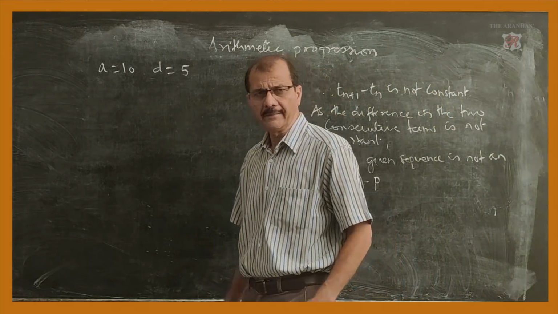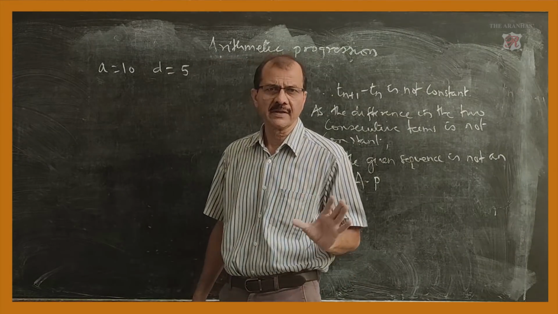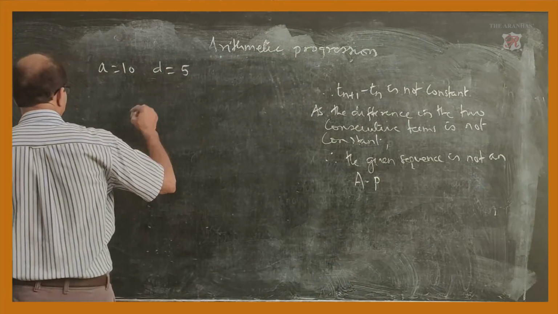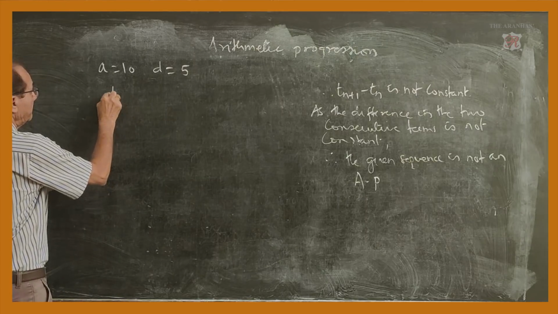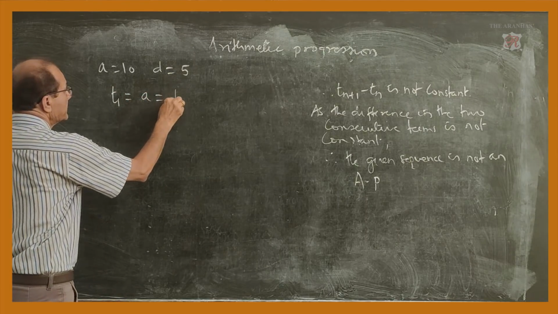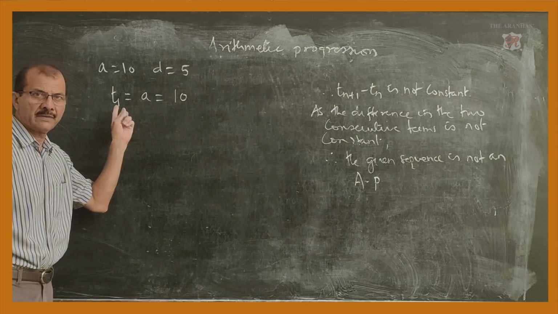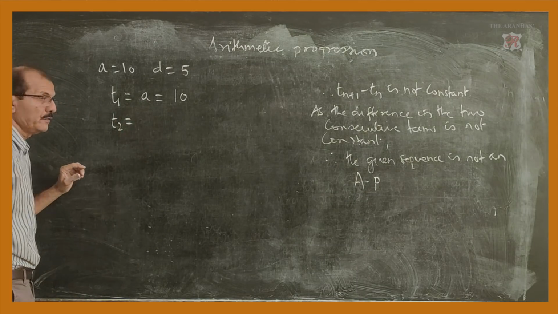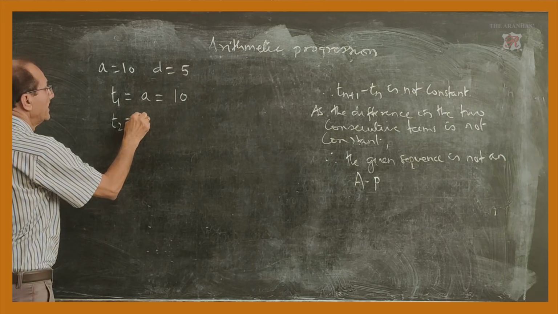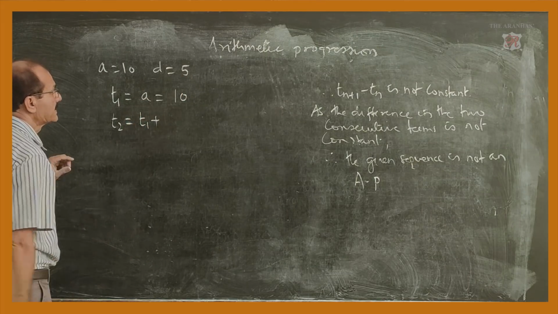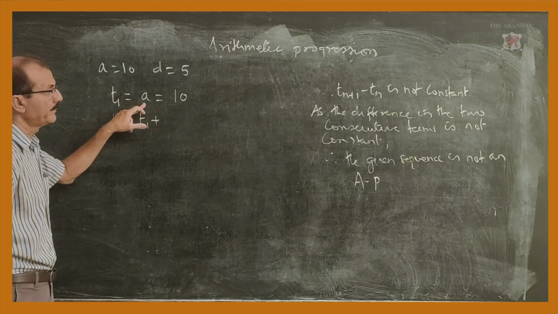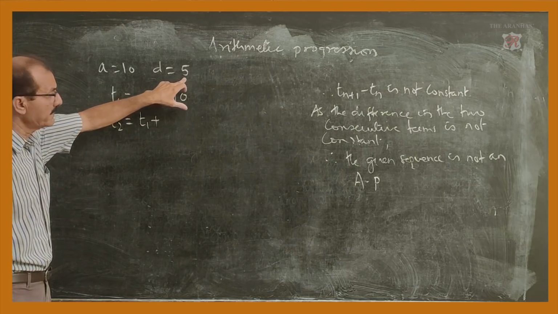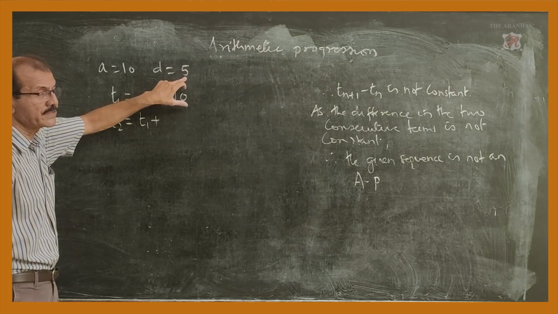So obviously A means your first term. Correct? So my T1 is A, which is 10. So I got the first term 10. Now how will you get T2? T2 will be T1 plus D. What is my common difference? My common difference is 5.